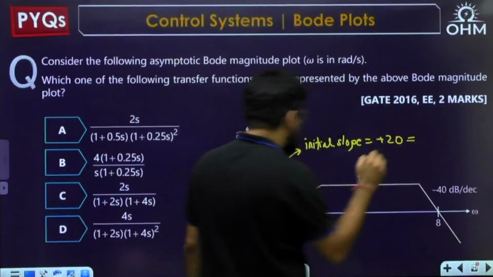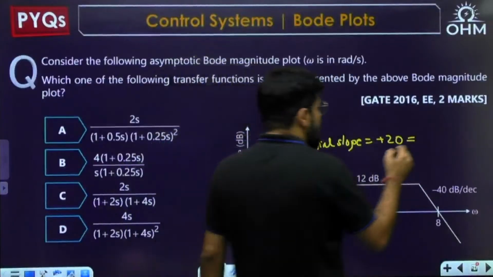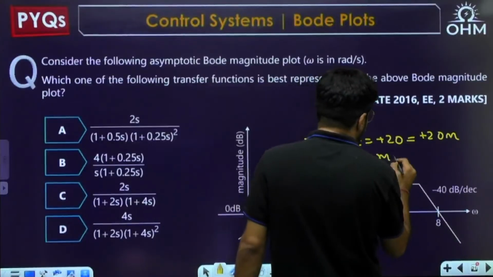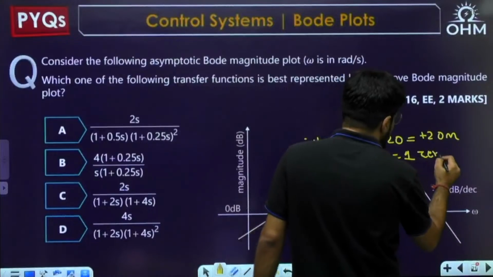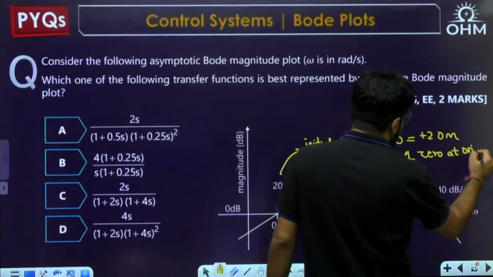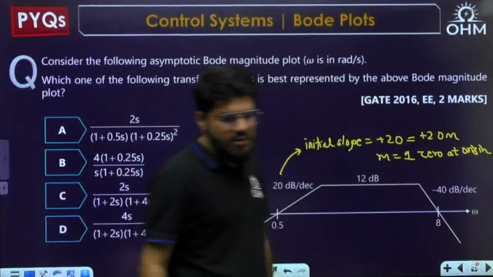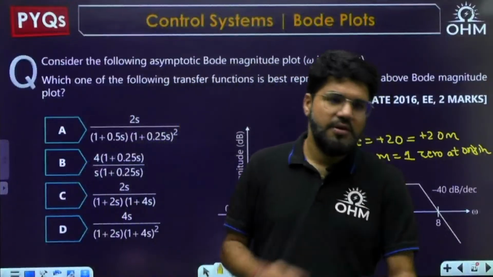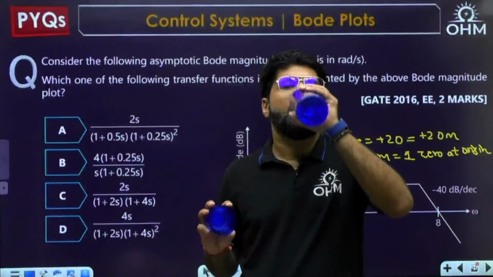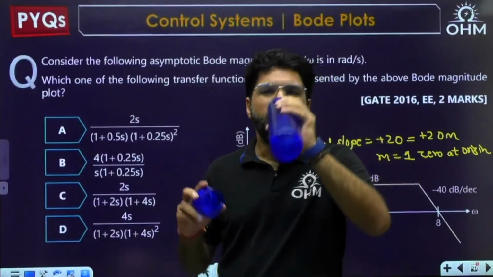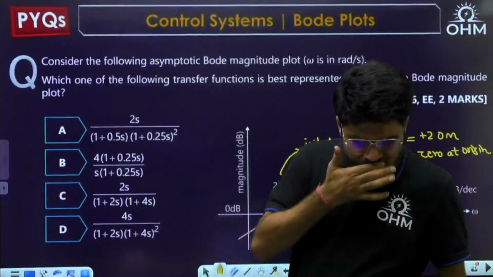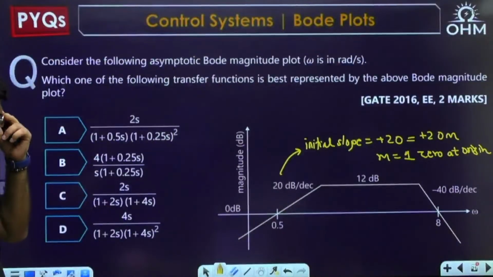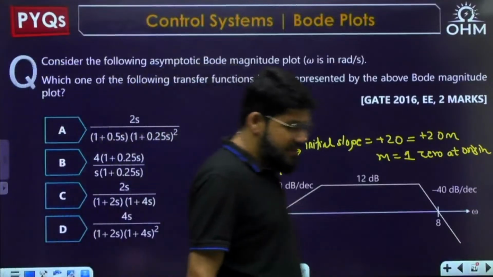An initial positive slope represents zeros at origin. It should be compared with 20m, so m is 1. What is this m? It means a 0 at origin. So m is equal to 1, 0 at origin.